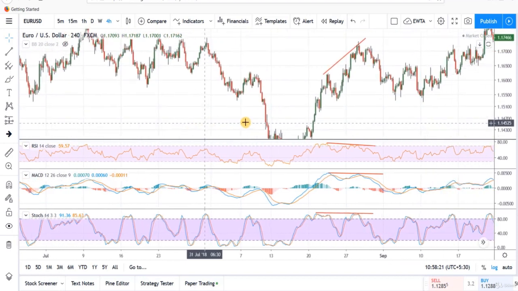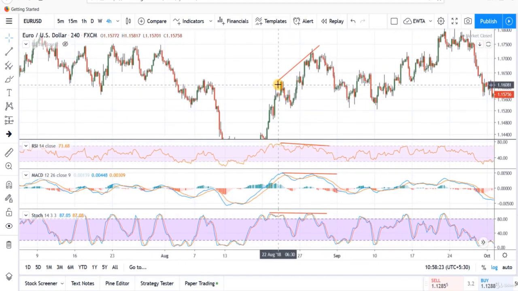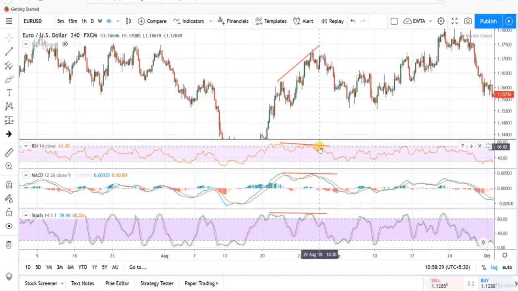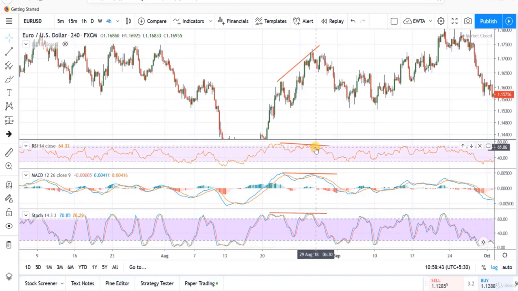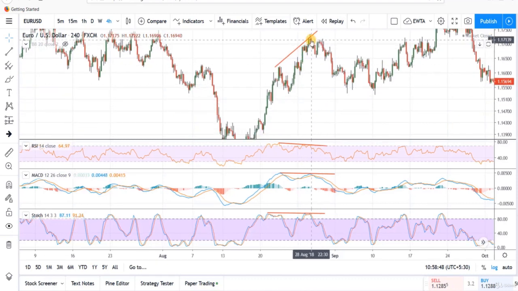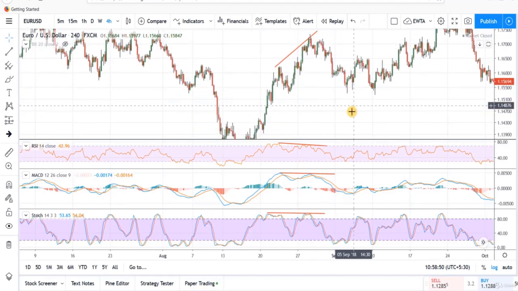And here you can see this is a bearish divergence. Prices are going in an upward direction, but RSI's peaks are going in a downward direction. MACD is also going in a downward direction, and stochastic is also going in a downward direction. So the indicators are giving us a signal of retracement in the prices, and you can see after this point there was a retracement in the prices.